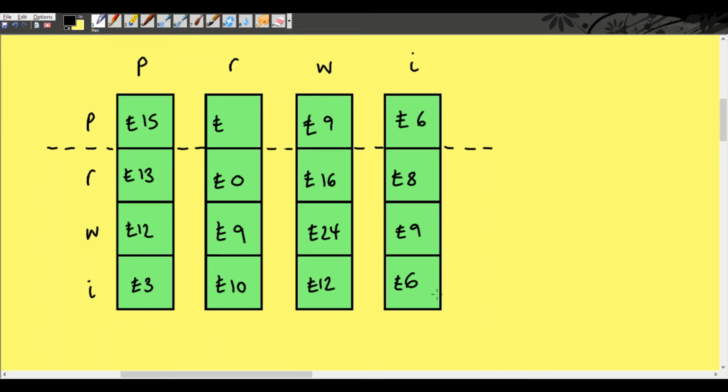So now let's add up the rows and columns again and see where we're at. This bottom row totals £31. This one is £54. This one's £37.